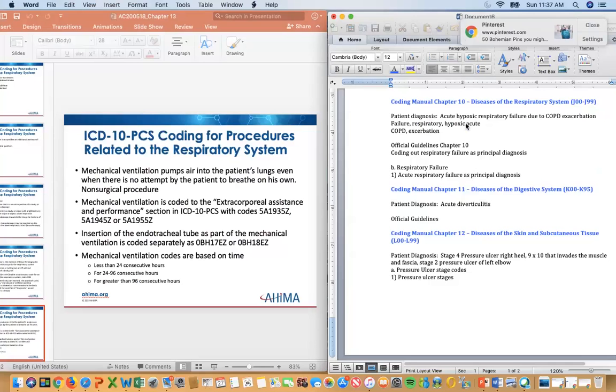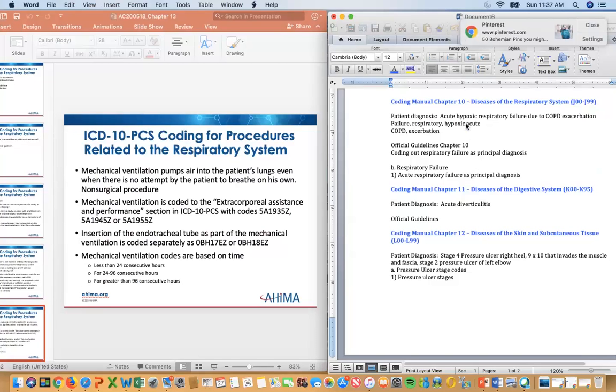I just, how do I say this? We code out so much of it that sometimes you forget how to utilize the index because you write to the code or the information. So the code that we want is J44.1. Let's take a look at J44.1. And we see chronic obstructive pulmonary disease with acute exacerbation, exactly what we wanted.